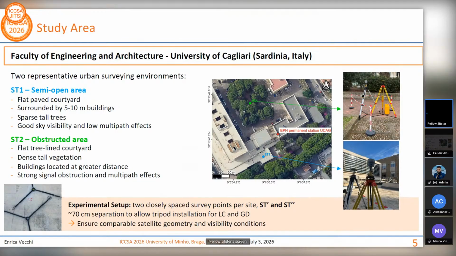As for the experimental setup, as you can see here and from the images on the right, in both environments we placed two very close points, only 70 centimeters of separation, in order to place both tripods and both instruments simultaneously.